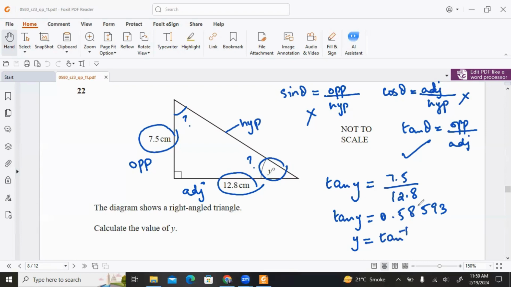So by tan inverse, what we mean is that when we take the tan to the other side, it becomes an inverse. So tan inverse of 0.58593. We just plug that in the calculator. Tan inverse of 0.58593, and y is 30.37 degrees, or 30.4 degrees.